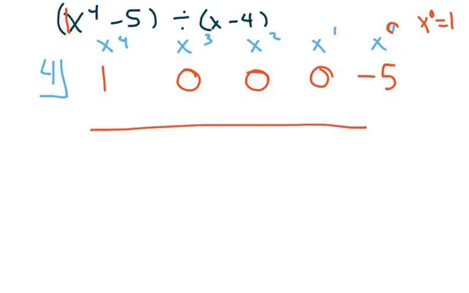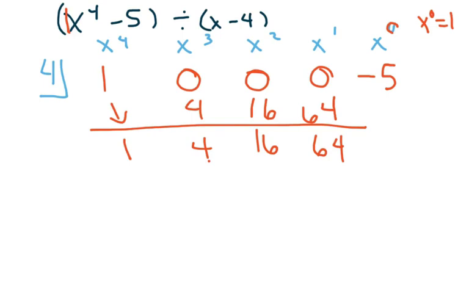So now, bring down your 1. You multiply and add. Multiply and add. Oh my goodness. Multiply, so that's 64. And add. So you get 64. Oh, I did not do this on that. So 64, let me multiply this. So you get 256. And add. So that's going to be 251.